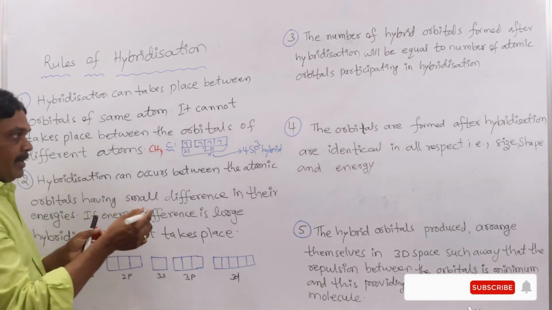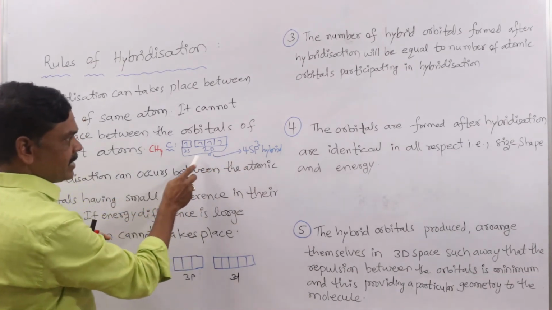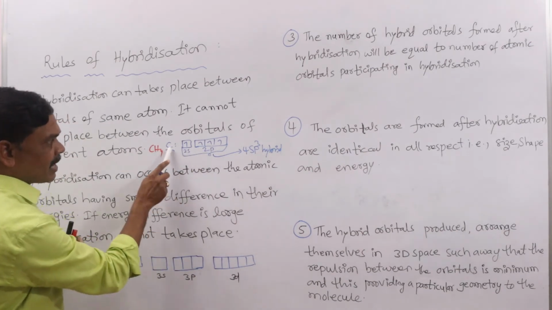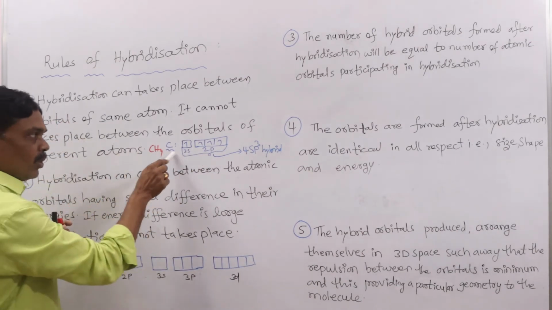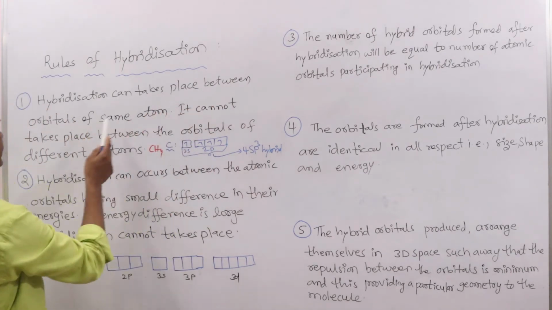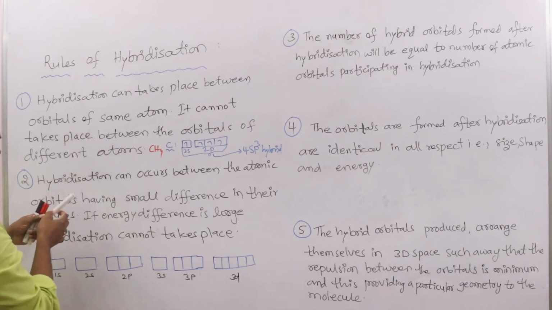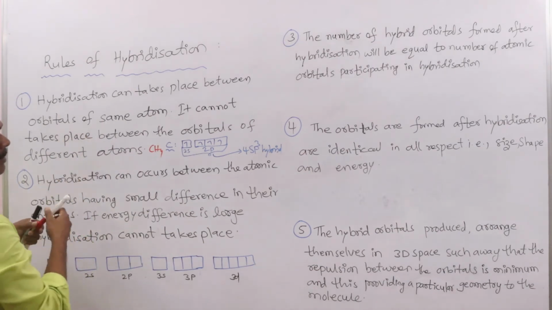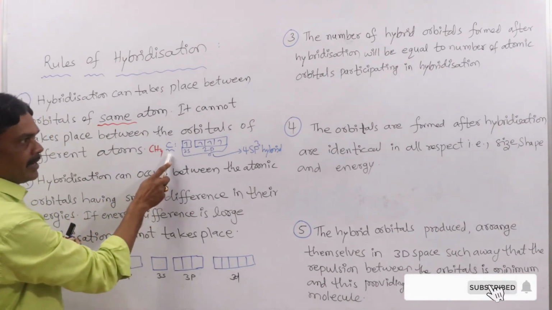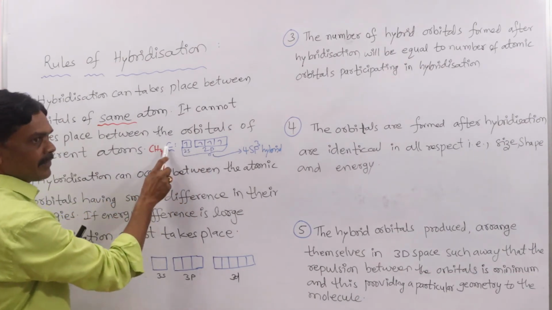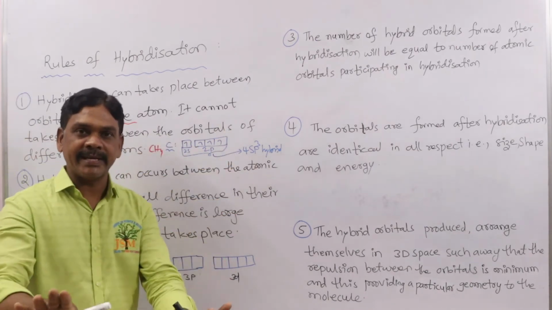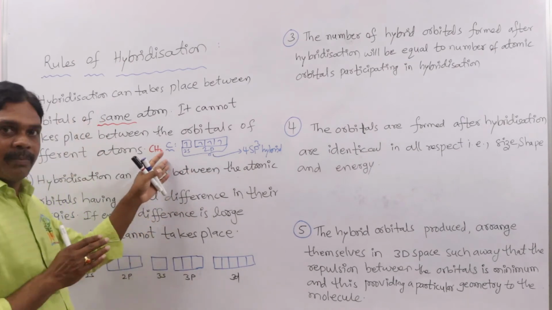sp3 hybrid orbitals. So what is the meaning of this? The s orbital and p orbital belong to carbon only, so only one atom's orbitals. Hybridization can take place between orbitals of the same atom. Here, what is the atom? Carbon. So these two are orbitals of carbon, and only between these orbitals is hybridization taking place. This is a very important point.